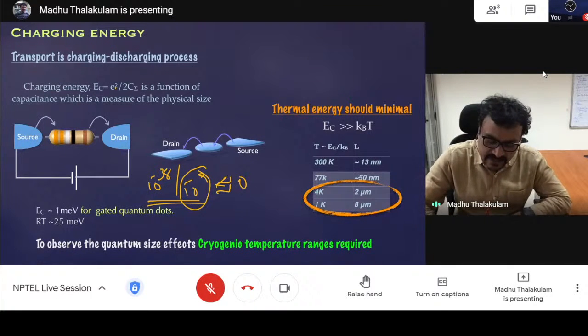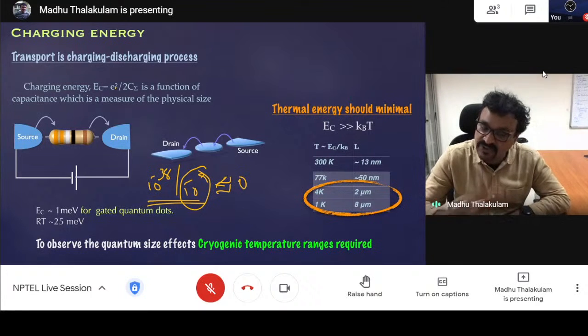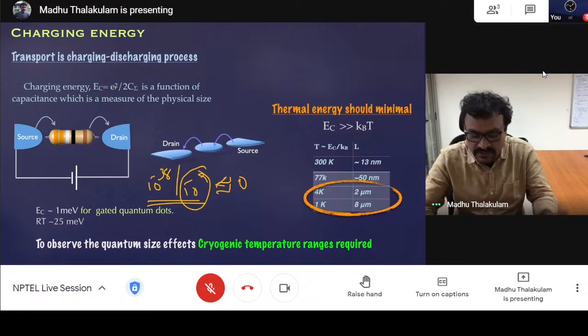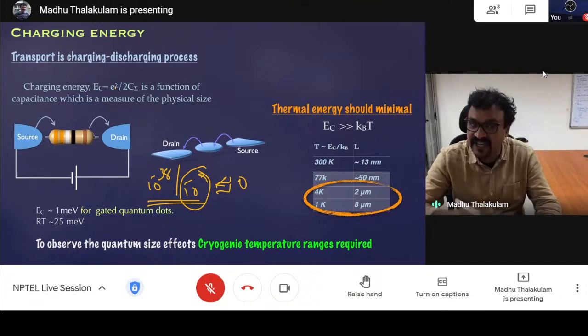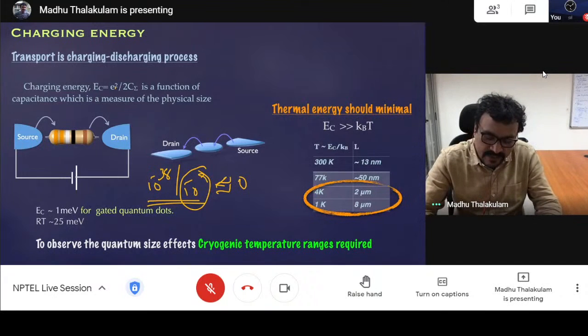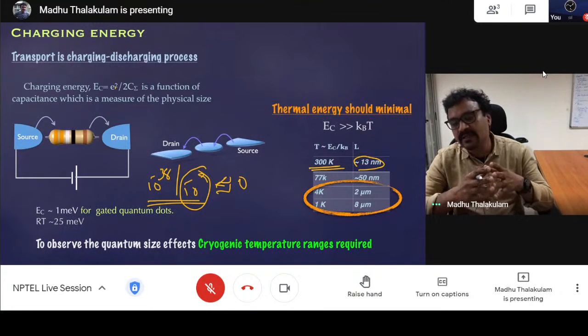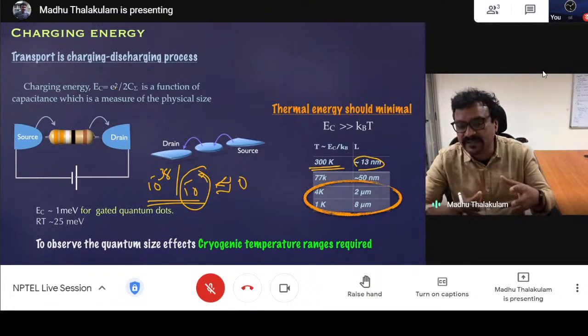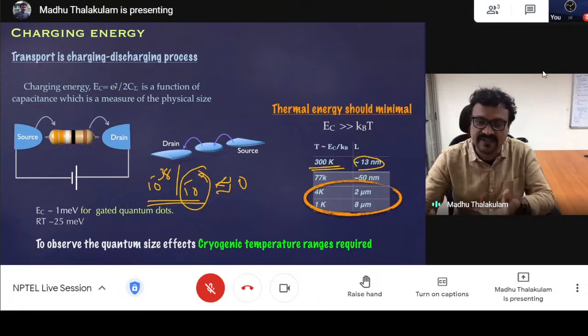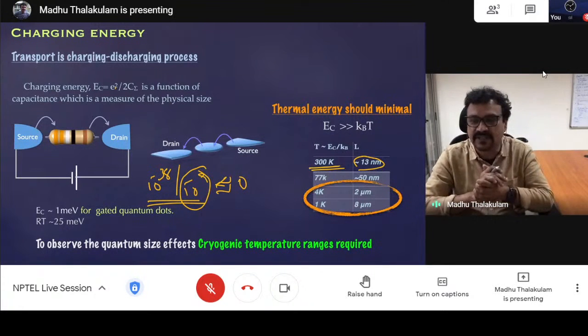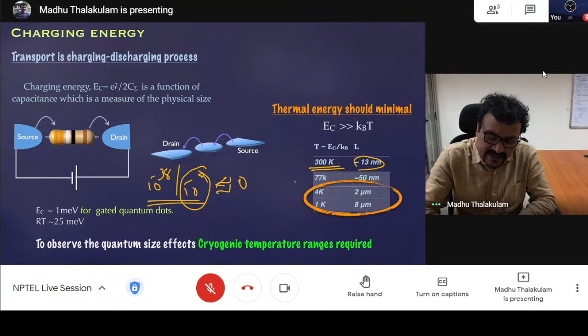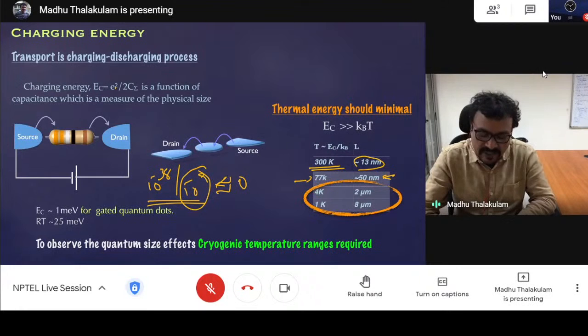What that means is the transport through the system generally is blocked. So for example, to observe this charging energy effect at room temperature, your quantum dot size needs to be 30 nanometers. This number is calculated based on the capacitance, because size translates into capacitance, and capacitance translates into the charging energy. At 77 Kelvin, this will be like 50 nanometers, and at a few Kelvin, 2 micrometers.